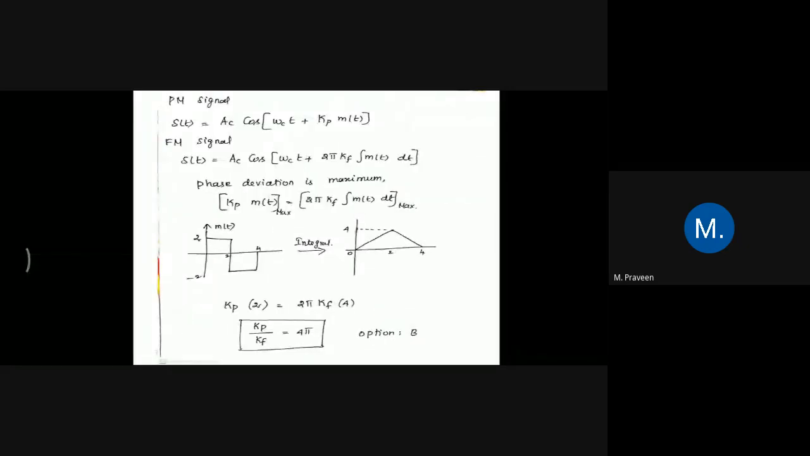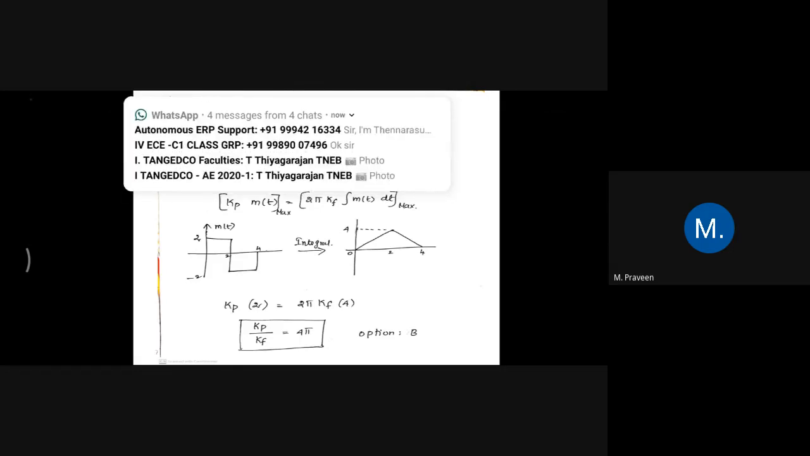First, let us consider that any phase modulated signal should be in the form of Ac, that is the carrier amplitude, into cos of omega ct plus kp into m of t. So this is for any phase modulated signal. For frequency modulated, once again s of t is given as Ac cos of omega ct plus 2 pi kf integral m of t into dt. These are the two general formulas for phase modulation and frequency modulation.